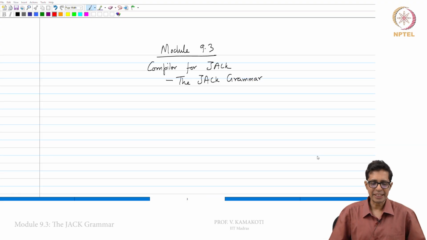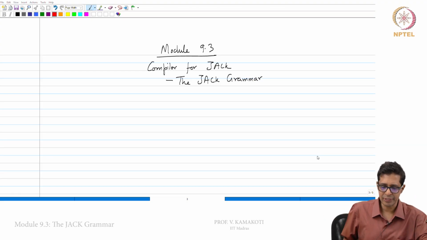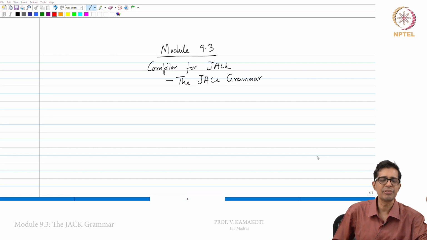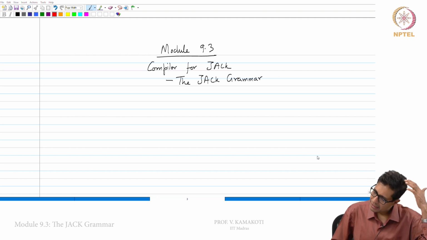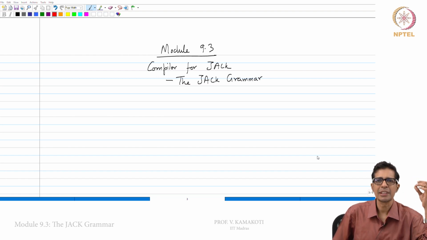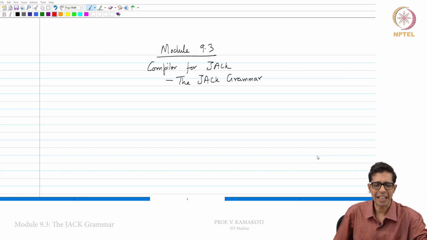Welcome to module 9.3, and we'll now start with the next part of the front end of the compiler, what we call parsing. Before understanding what parsing is, we need to understand what the grammar of the language is. Like English as a language has a grammar, Jack also has a grammar. So, how do we capture the grammar of a programming language?